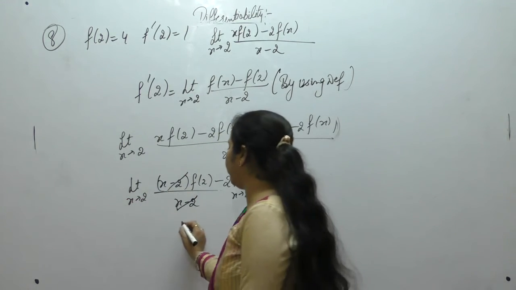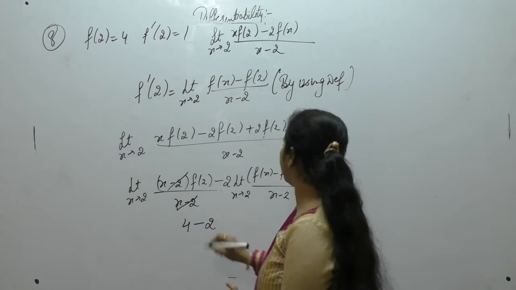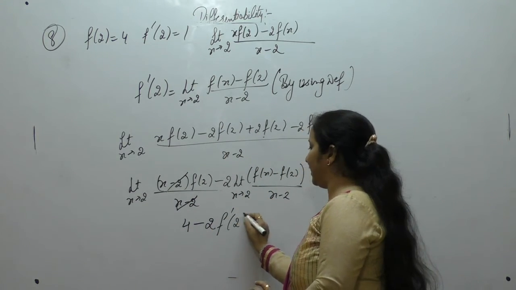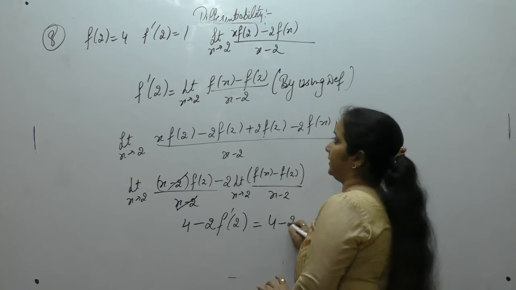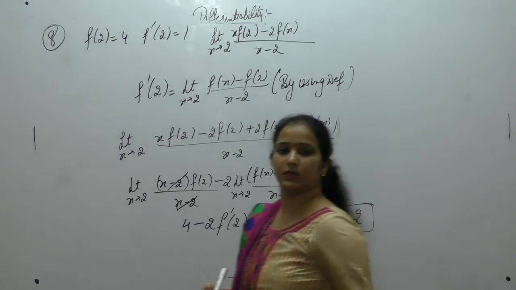f of 2, we have value of f of 2 as 4 minus 2 into, this is f dash 2. And value of f dash 2 is given, that is 1. So 4 minus 2, that is 2.